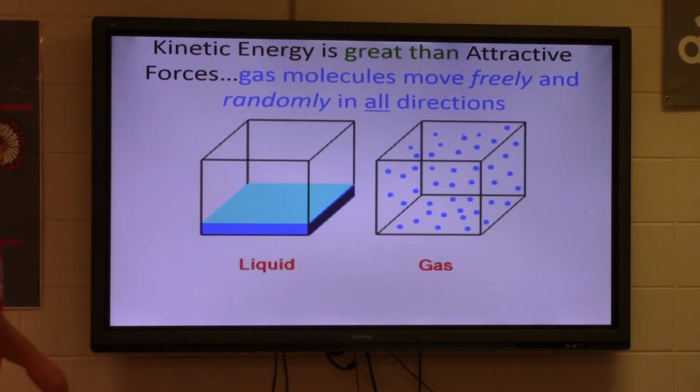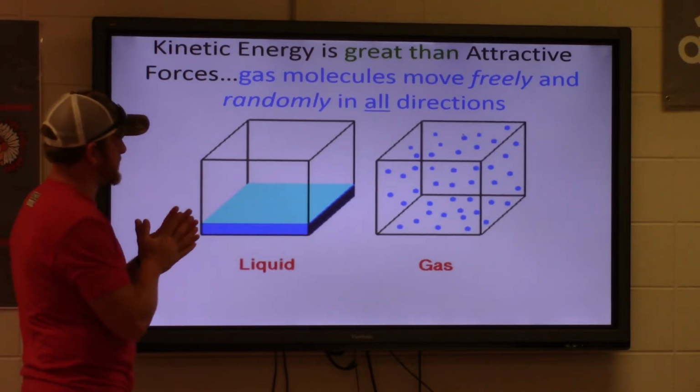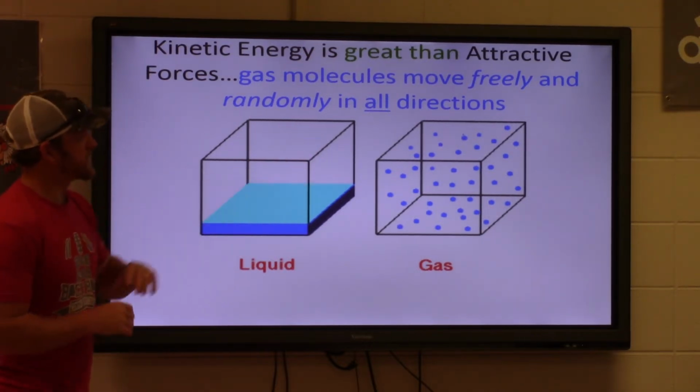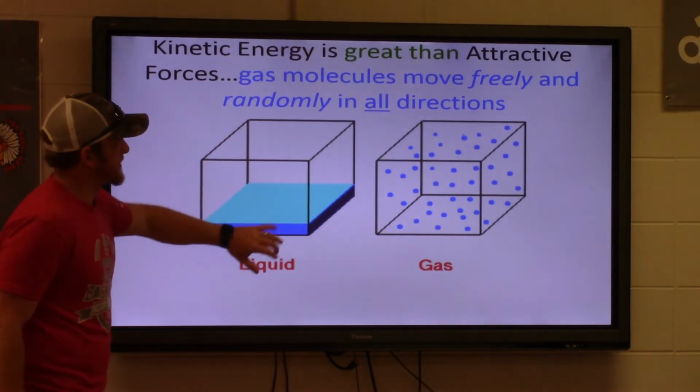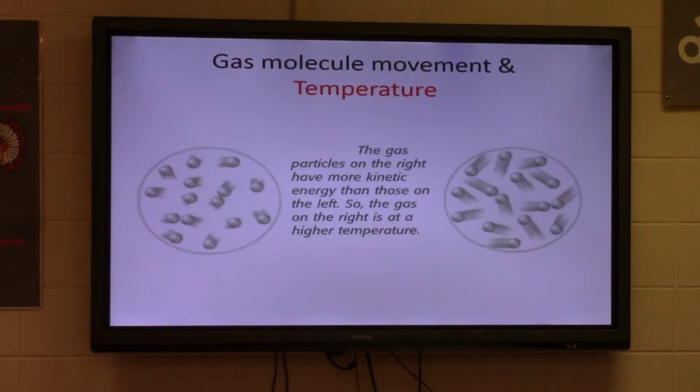So, kinetic energy is greater than its attractive forces. Gas molecules move freely and randomly in all directions. We kind of talked about this a little bit a while ago. You've got the liquid, here you've got the gas. A lot of kinetic energy going on with the gas versus the liquid. Gas molecule movement and temperature: the gas particles on the right have more kinetic energy than those on the left. So the gas on the right is at a higher temperature.